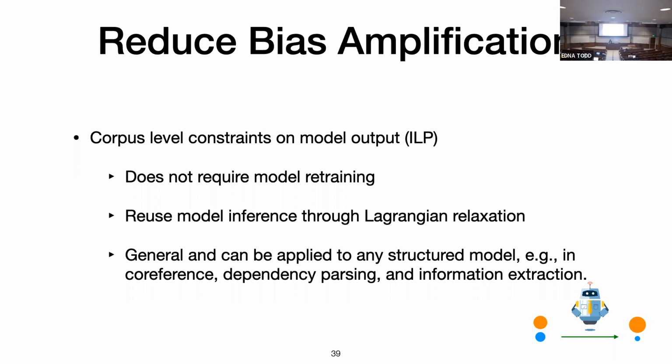Furthermore, we're going to solve this ILP, integer linear programming problem, using the Lagrangian relaxation technique. In this way, it allows us to reuse the original model inference techniques. Also, this technique is general and can be used in many other applications. For example, it has been widely used in coreference resolution tasks, in dependency parsing, or information extraction tasks. But here we are the first to adopt such techniques to calibrate bias amplification in NLP. One thing we need to know is that such a technique does not always guarantee we can find the optimal solution. But if we find one, the solution will be optimal, like all the constraints will be satisfied.